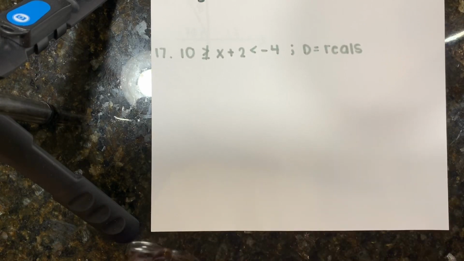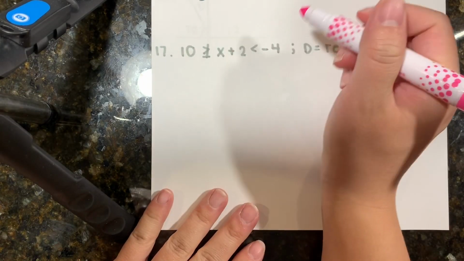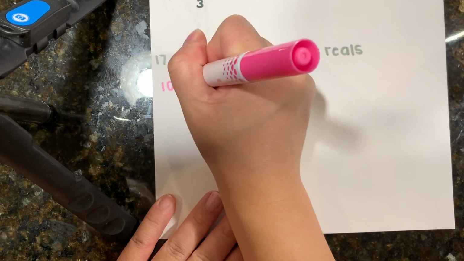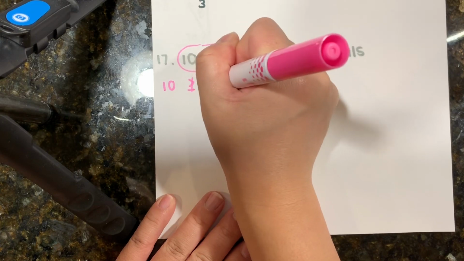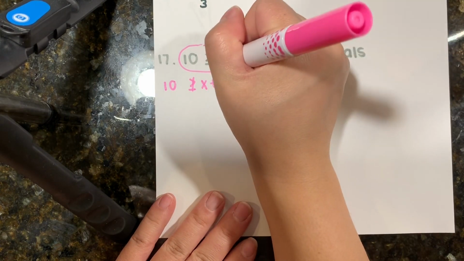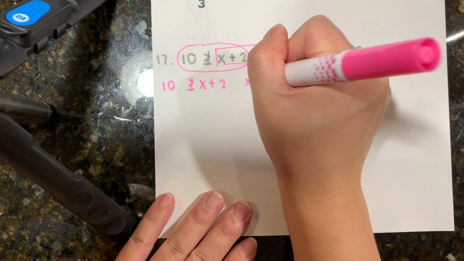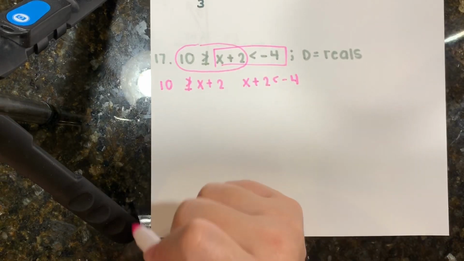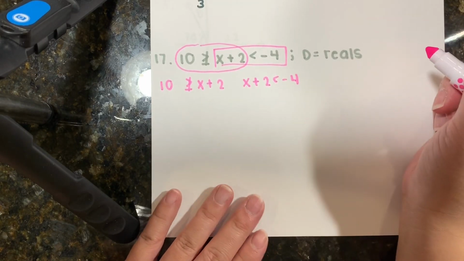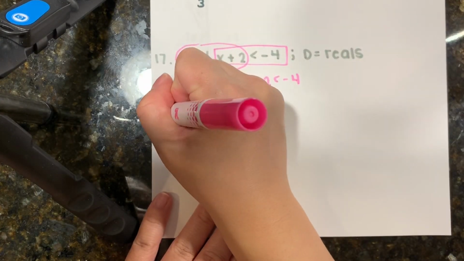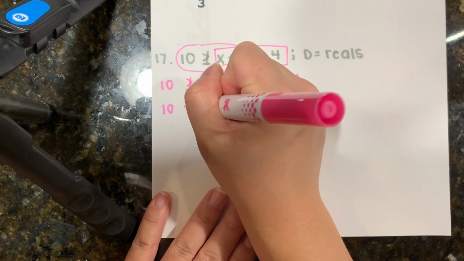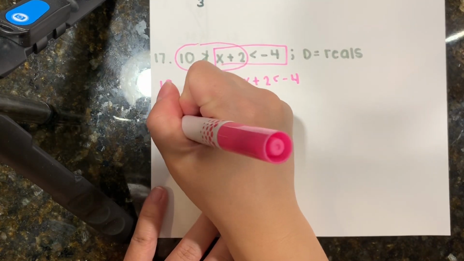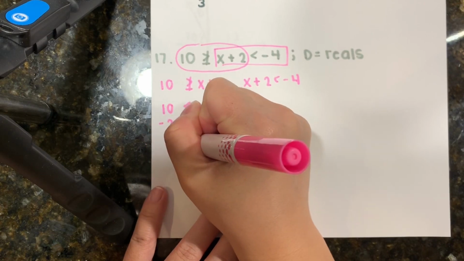Now for number 17, the first thing that we're going to do is we actually need to separate out this inequality. So the first one would be this left inequality. That would be 10 is not greater than or equal to x plus 2. And then the second one, which would be this part, which would be x plus 2 is less than -4. So the first thing that I'm going to do here is, because I see the slash through the inequality sign, I need to reverse it and take away the equal sign. So that means I would have 10 is less than x plus 2. Then to get x by itself, I would subtract the 2. And I'd have 8 is less than x.